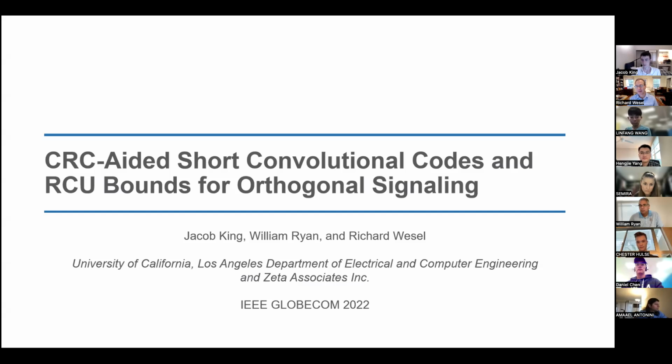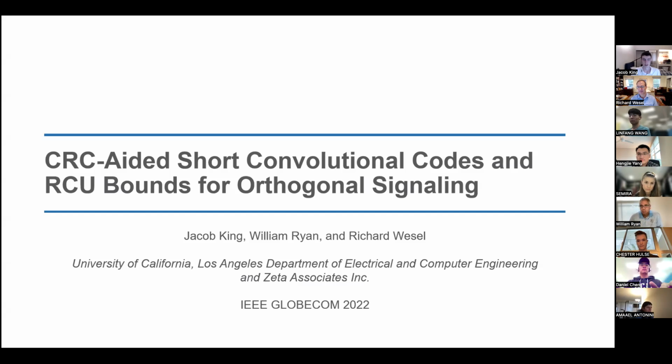All right, good morning, everybody, and welcome to another CSL seminar. This morning, we have Jacob King, who is a master's student in CSL, and he's actually going to graduate with his master's degree in December. And he's going to be presenting his GlobeCom talk. Actually, this is sort of an extended version of his GlobeCom talk on CRC-aided short convolutional codes and RCU bounds for orthogonal signaling. Go ahead, Jacob.